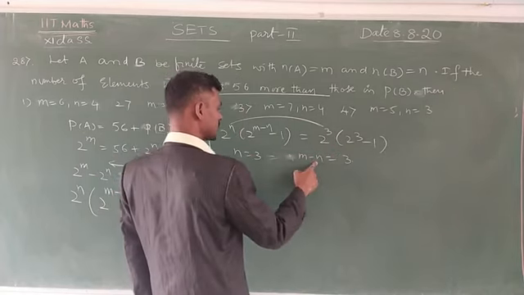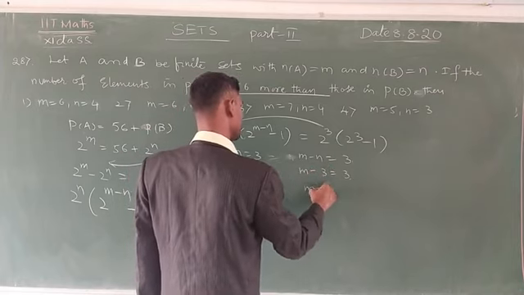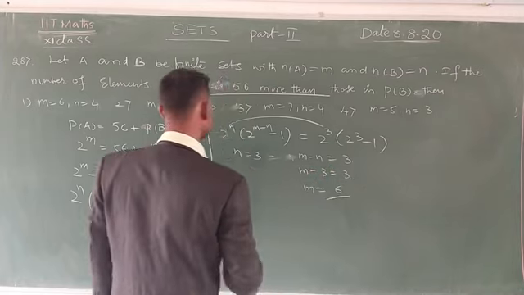Here already we know that n is equal to 3. Then m minus 3 is equal to 3. Then m is equal to 3 plus 3, 6. m is equal to 6, n is equal to 3. Option 2, note down.